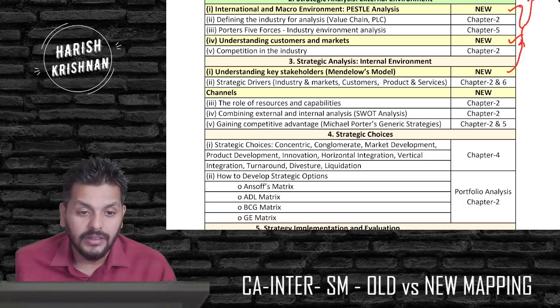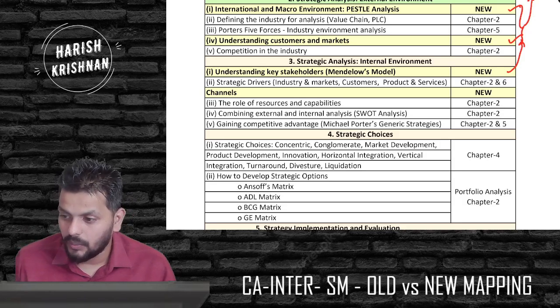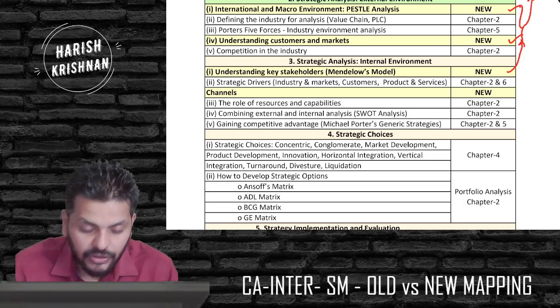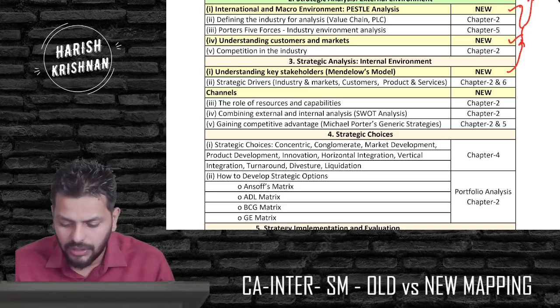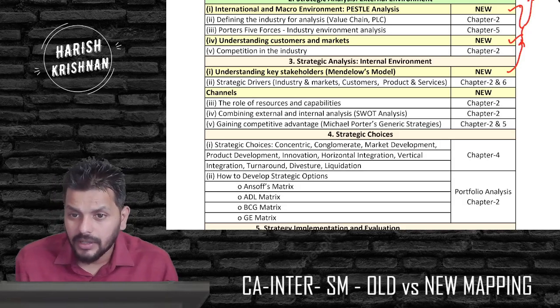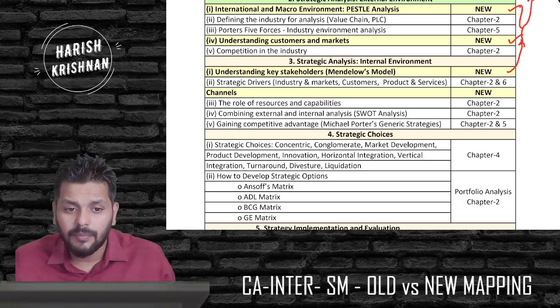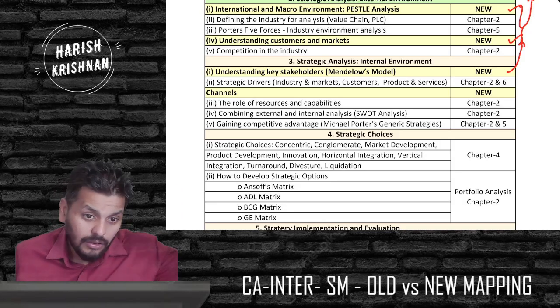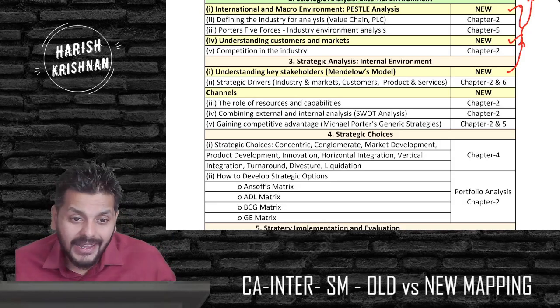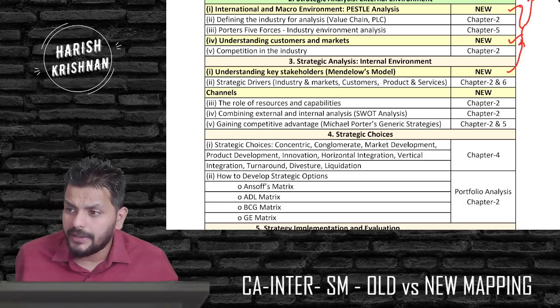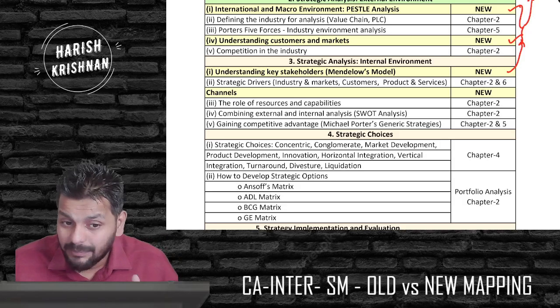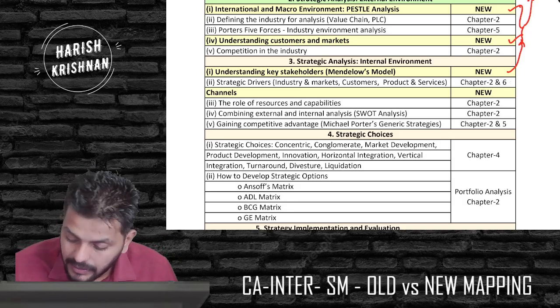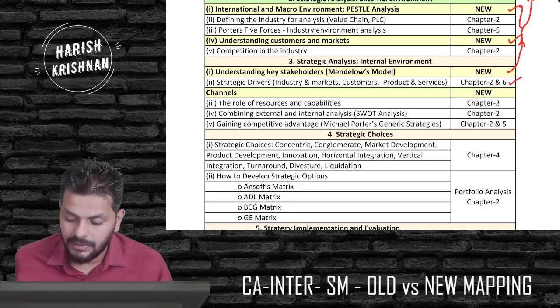Other than that, everything in the third chapter, which is nothing but an analysis of the internal environment, wherein we are looking at strategic drivers like what is industry, what is market, who are customers, what are products and services. Much of these topics are available here and there. Some of them are available in the second chapter, and all the 13 different forms of marketing, social marketing, augmented marketing, remember those, they're all there in chapter 6 of your old material. The use of that will be helpful.